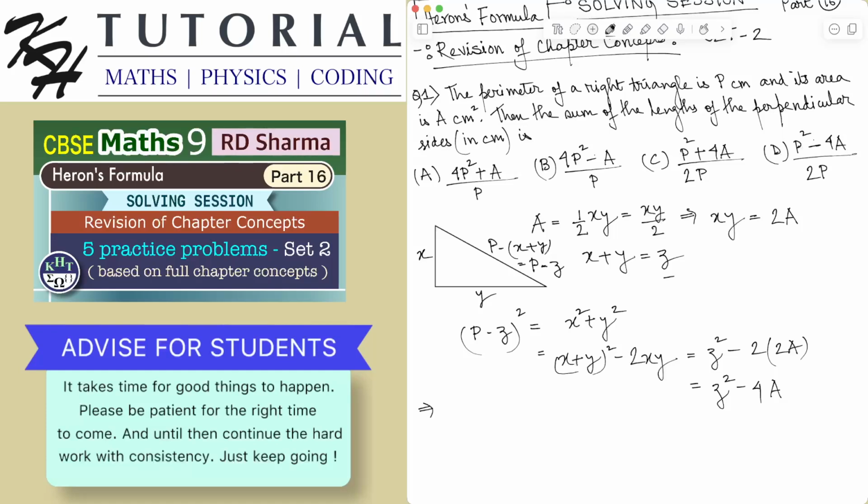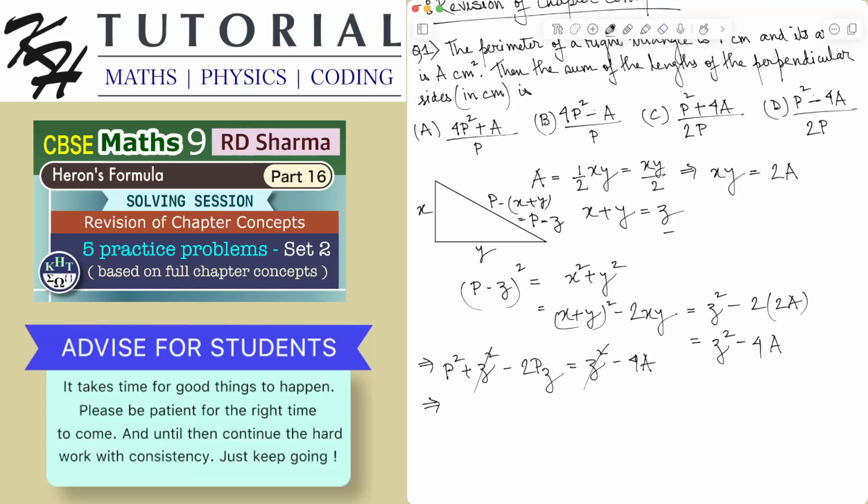If I expand the p minus z whole square on the left hand side, it is p square plus z square minus twice pz, which is equal to z square minus 4a. Z square will cancel out from both the sides, and then this becomes a linear equation in z. So twice pz is equal to p square plus 4a. So this implies z is equal to p square plus 4a divided by twice p.